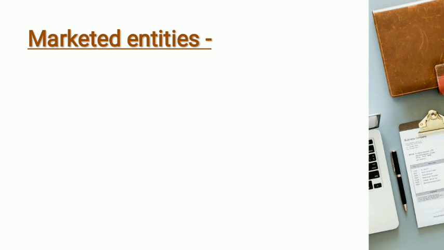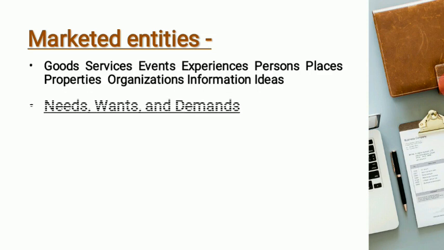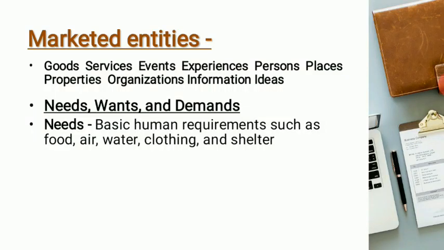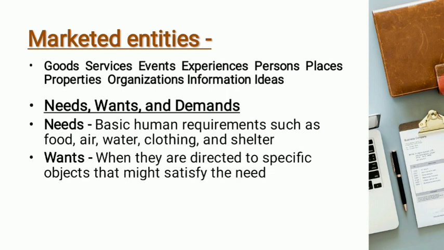To know more about different marketing entities, kindly go through the RP education notes. The successful marketer will try to understand the target market's needs, wants, and demands. So, what are needs? Needs describe the basic human requirements such as food, air, water, clothing, and shelter. People also have strong needs for recreation, education, and entertainment. These needs become wants when they are directed to specific objects that might satisfy the needs. For example, the need is water but the want is cold drinks.